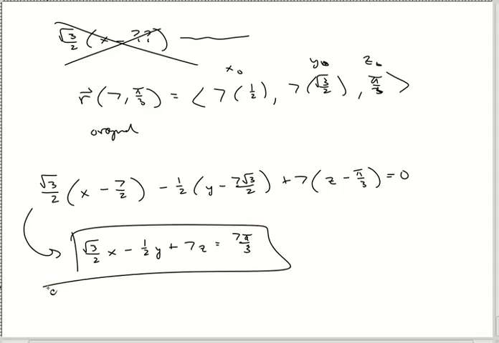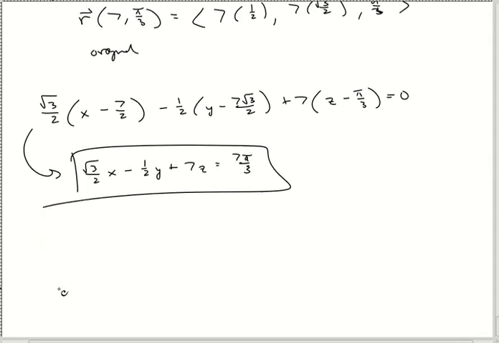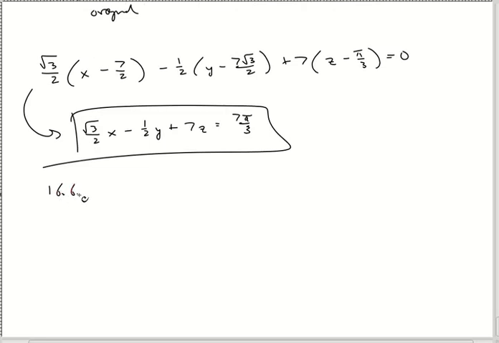Next question. So, they want 16,6,039. They say find the area of the plane, 5x plus 2y plus z is equal to 10 in the first octant.